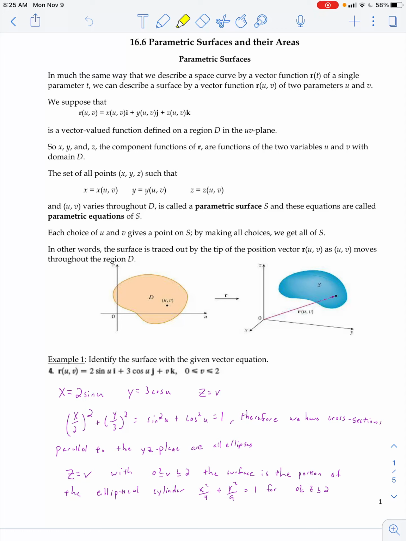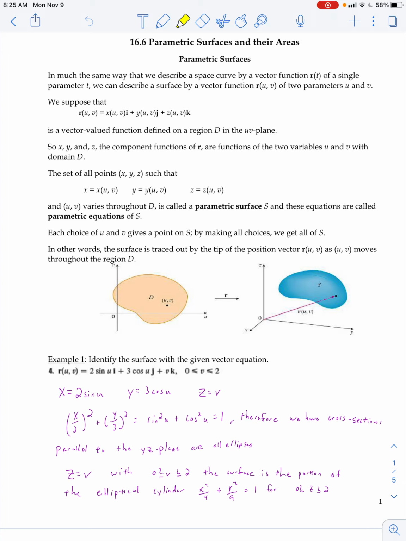And welcome to section 16.6, parametric surfaces and their areas. When we're talking about parametric surfaces, in much the same way that we describe a space curve by a vector function r of t of a single parameter t, we can describe a surface by a vector function r of u,v of two parameters u and v.